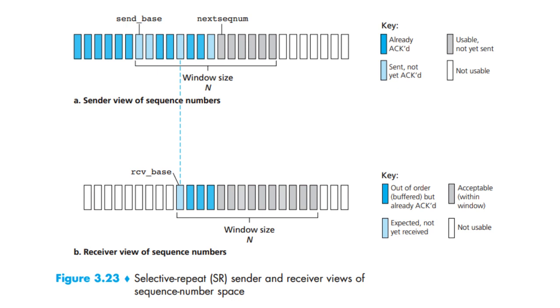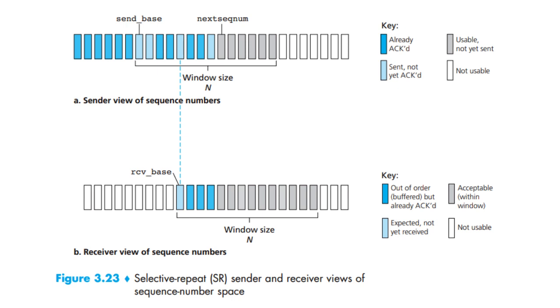Now some of the events and actions that are taking place at the SR receiver side. First, a packet with sequence number in rcv_base to rcv_base plus N minus 1 is correctly received. In this case, the received packet falls within the receiver's window and a selective acknowledgement packet is returned to the sender. If the packet was not previously received, it is buffered. If this has a sequence number equal to the base of the receive window, then this packet and any previously buffered and consecutively numbered packets are delivered to the upper layer.